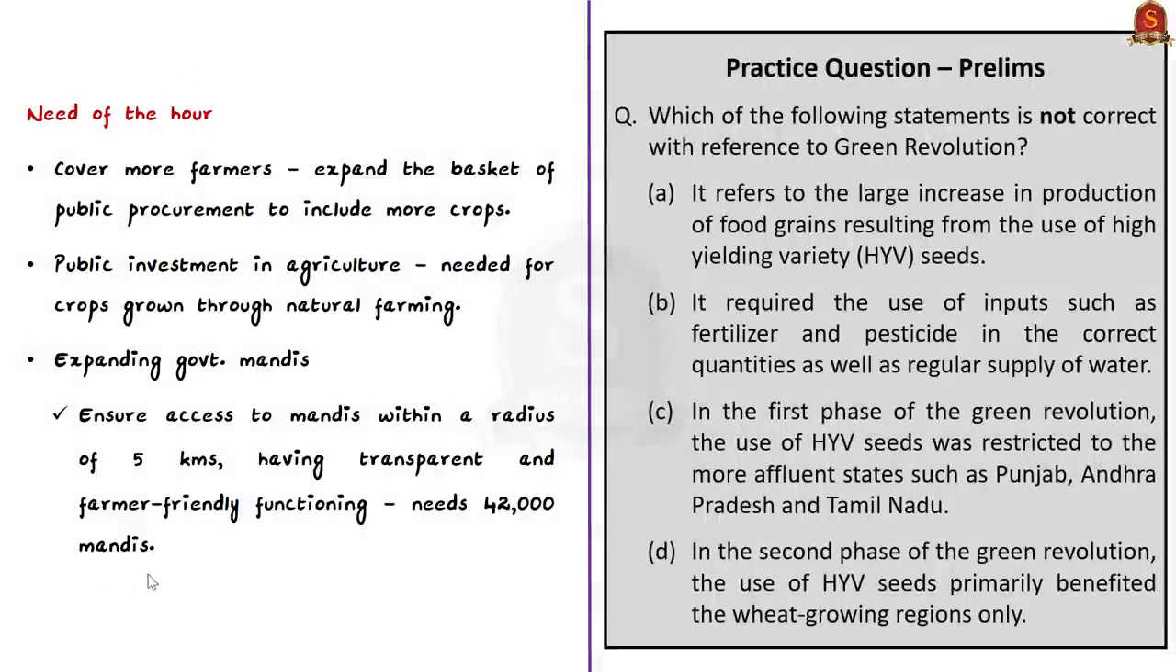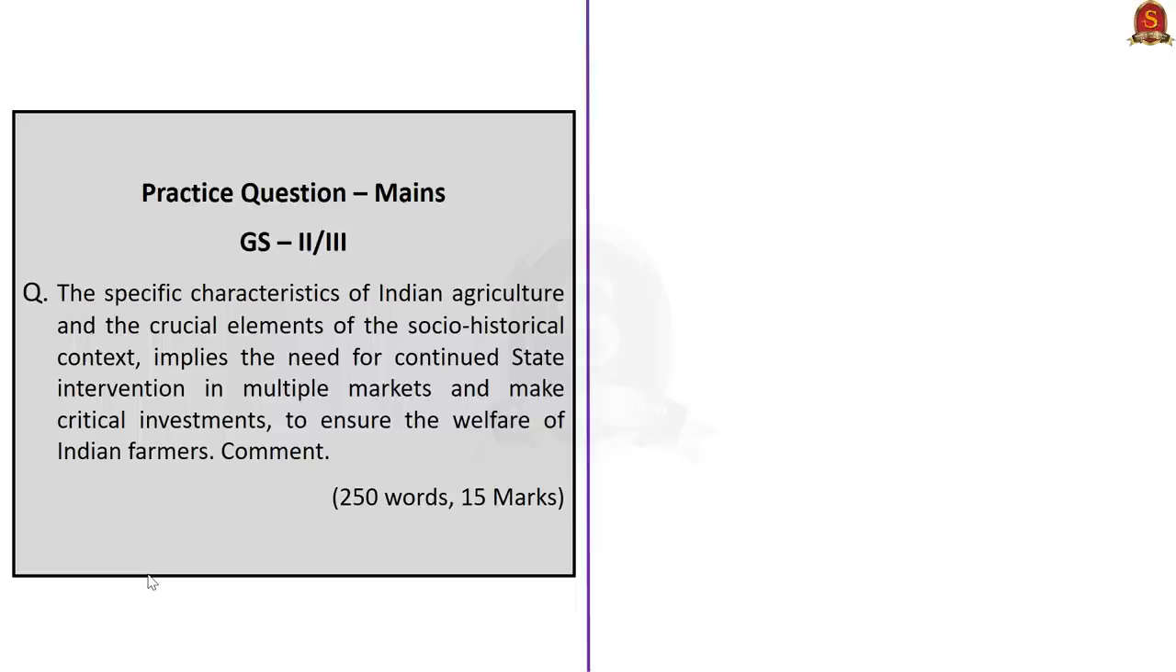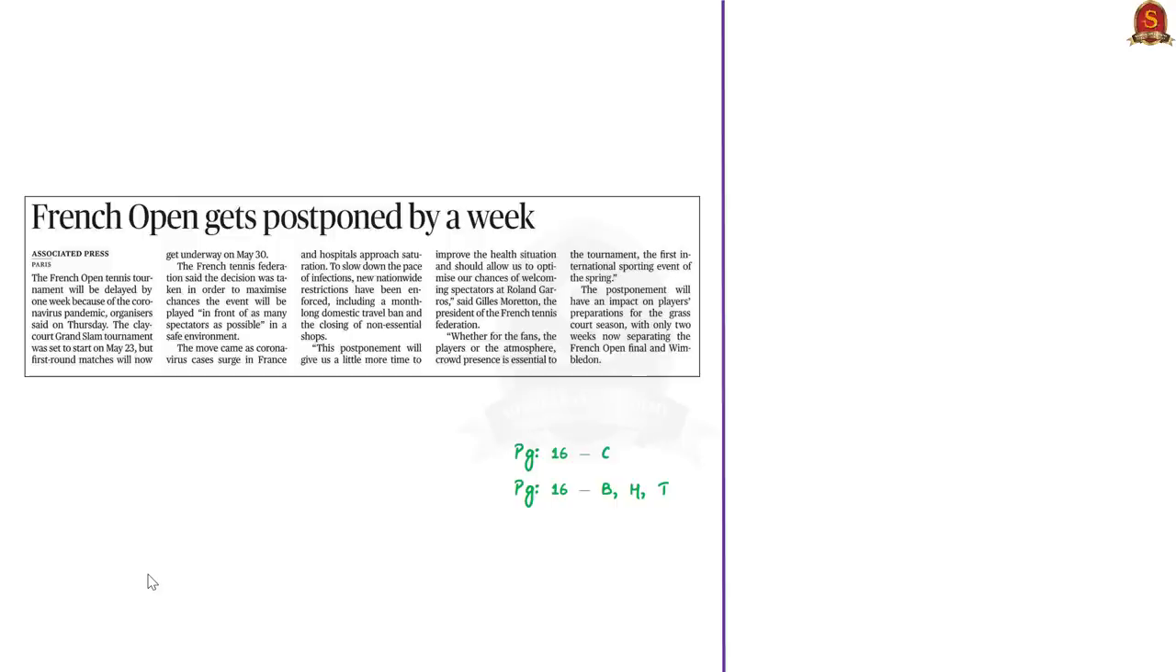In this analysis, we saw why state intervention is required. We saw the specific characteristics of Indian agriculture. We saw a few pieces of information about the Green Revolution and the Commission for Agricultural Costs and Prices. Then we saw a few suggestions to tackle the discussed issues. Now let's move on to the next article discussion.